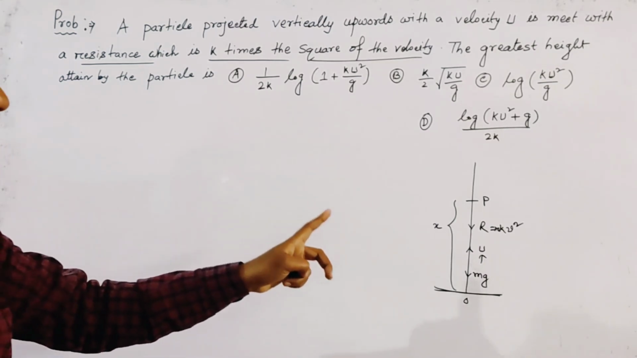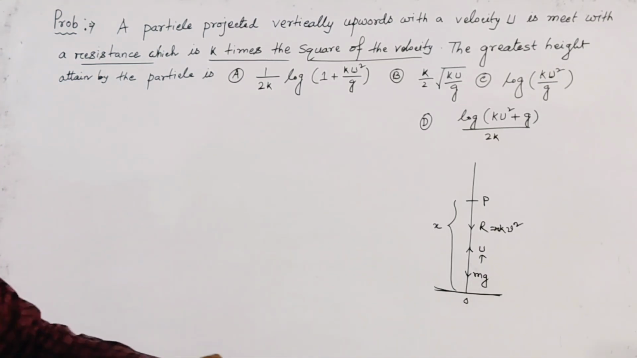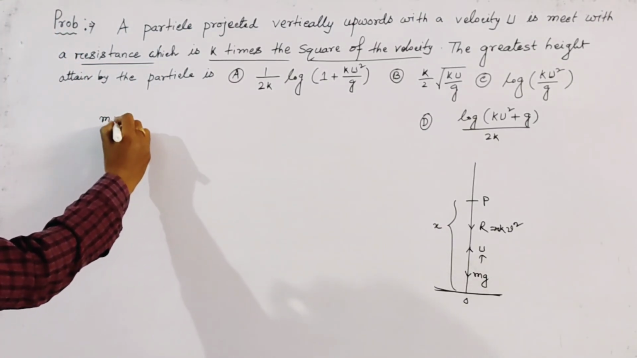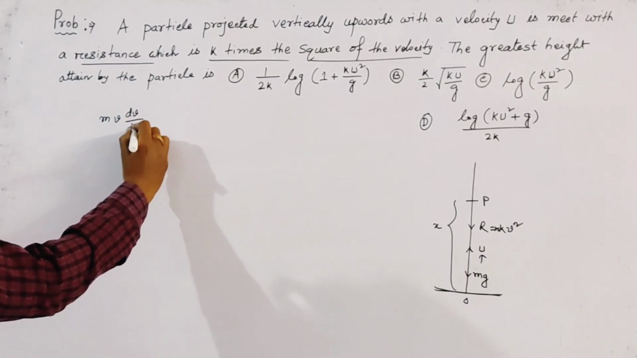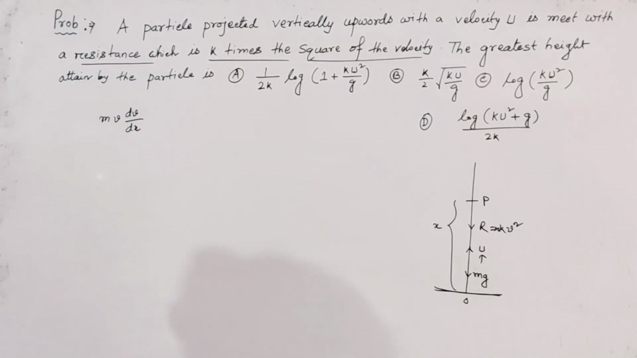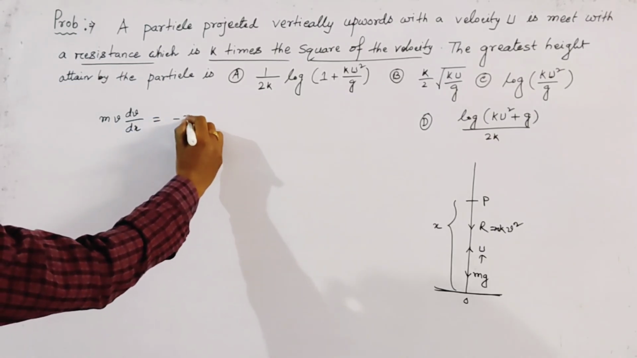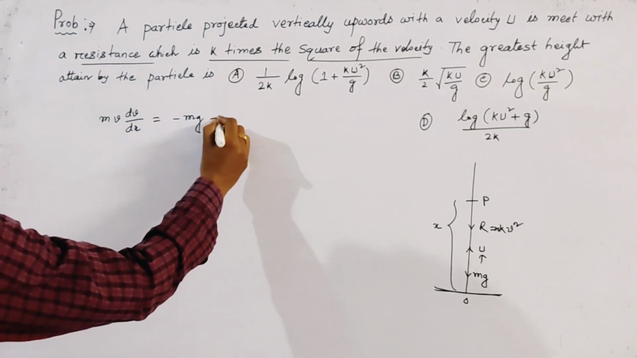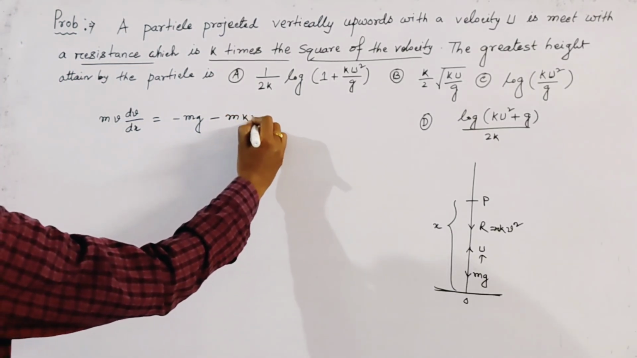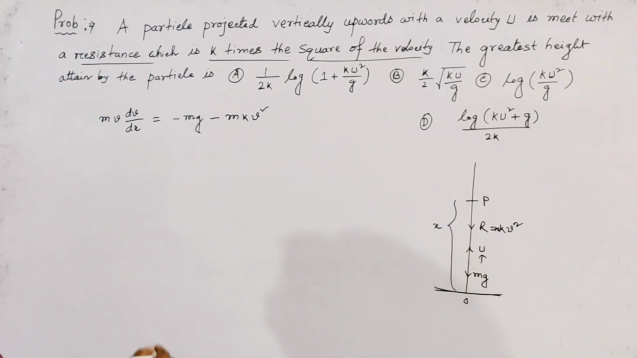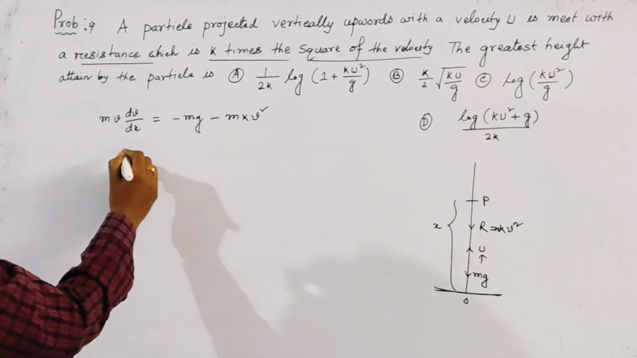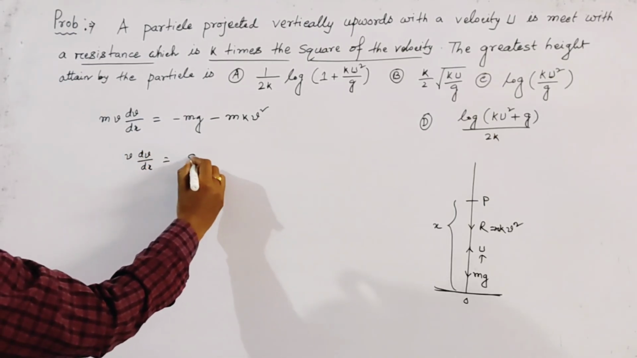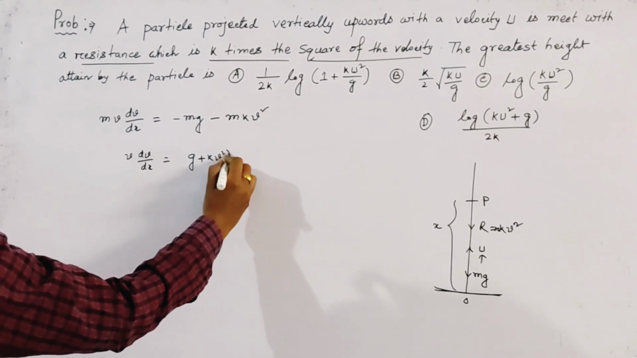Now we write down the equation of motion of the particle when the particle is at P. The equation of motion is m v dv/dx. This is mf, the acceleration, and the right side is minus mg because mg acts opposite to the motion, and also minus m k v square, which is the resistance force. Now cancel out m from both sides. We write the relation as v dv/dx equals minus of g plus k v square.